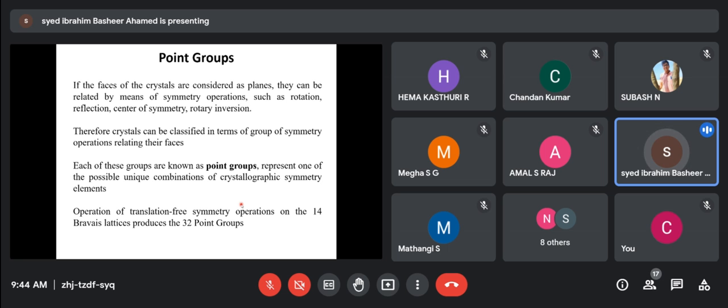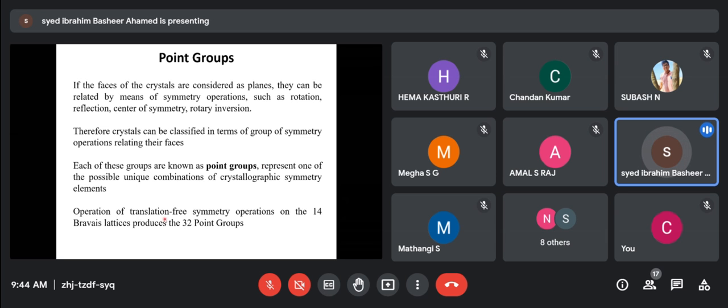So we saw the lattice types, and we are going to see the point groups now. The point groups is where you are going to operate the symmetry. We know that crystals have several planes, and each plane can be correlated by applying a symmetric operation. You can use any operation, rotation, reflection, any kind of operation. Therefore the crystals can be classified in terms of group of symmetry. Each of these groups is known as a point group.